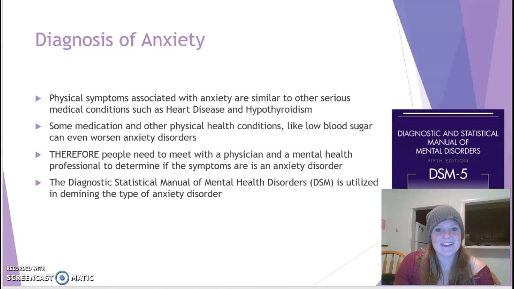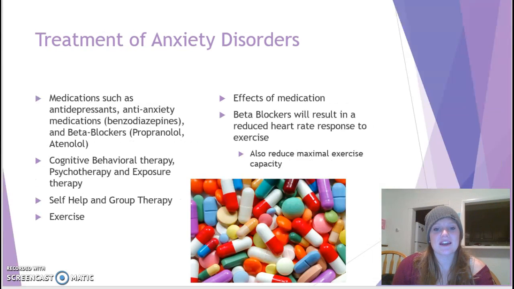that you're reporting. For the treatment of anxiety disorders, medications are usually prescribed to help with everyday stressors. So you see the use of antidepressants and anti-anxiety medications. With that, we see beta blockers like propranolol and atenolol are the most common ones used for anti-anxiety. And then cognitive behavior therapy, psychotherapy, and exposure therapy are different types of therapies used to not cure, but help with anxiety disorders.